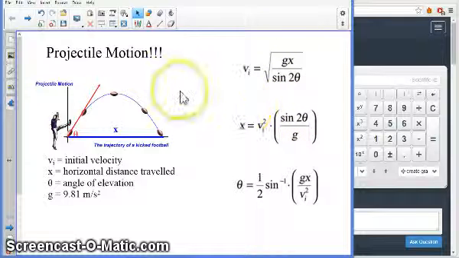But really, all in all, to be able to do these problems, you have to be able to plug in numbers and know how to use your calculator. So that's all this video is about, basically, is making sure you know how to do that.